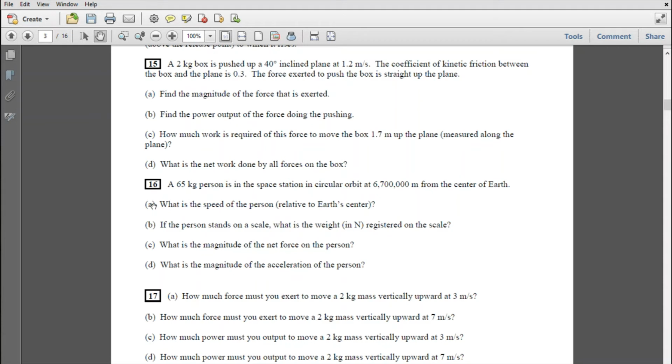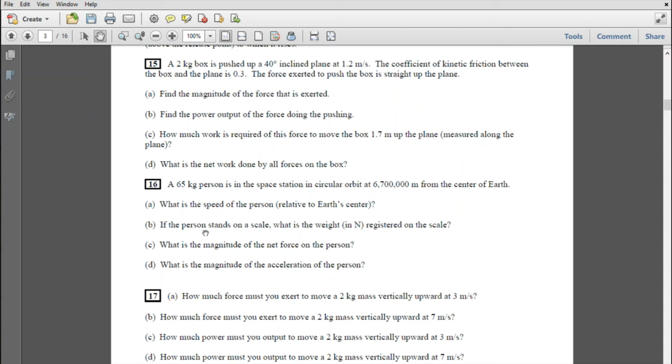And what's the speed of the person? Well, that a I've solved for down here in part D can be set equal to v squared over r, where r is the 6.7 million meters, and I can take that square root and solve for the speed.